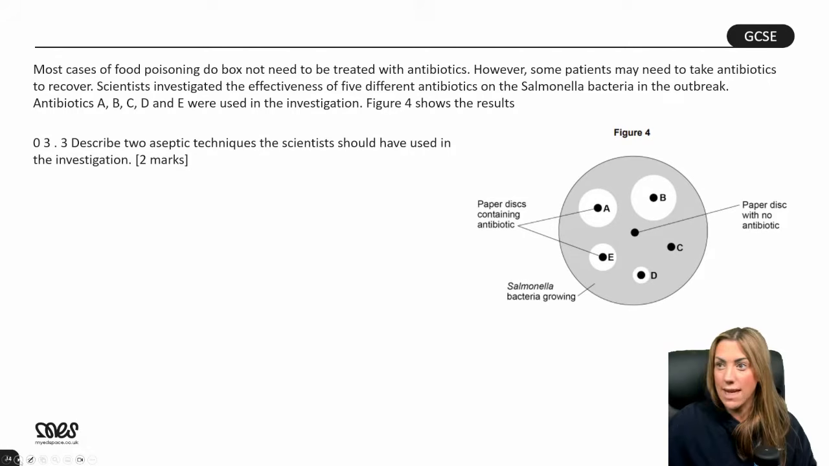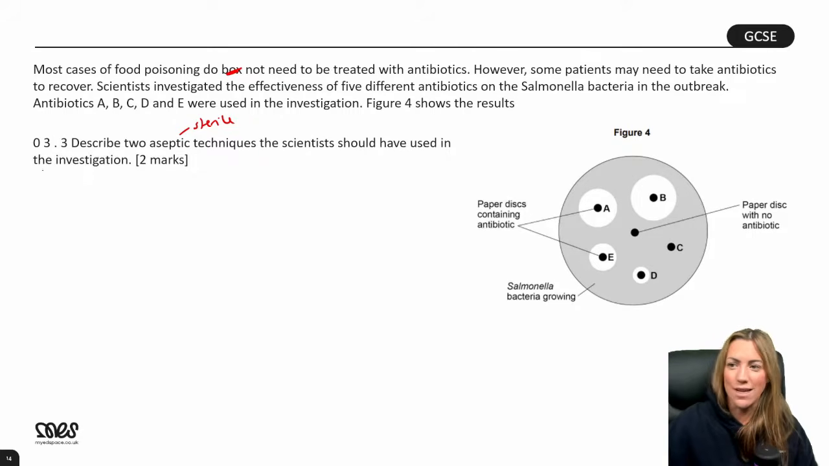Okay, most cases of food poisoning do not need to be treated with antibiotics. However, some patients may need to take antibiotics to recover. Scientists investigated the effectiveness of 5 different antibiotics in Salmonella bacteria in the outbreak. Antibiotics A, B, C, D, and E were used in the investigation, and figure 4 shows the results. Describe 2 aseptic techniques, so these are like our sterile techniques, that the scientists should have used in the investigation.